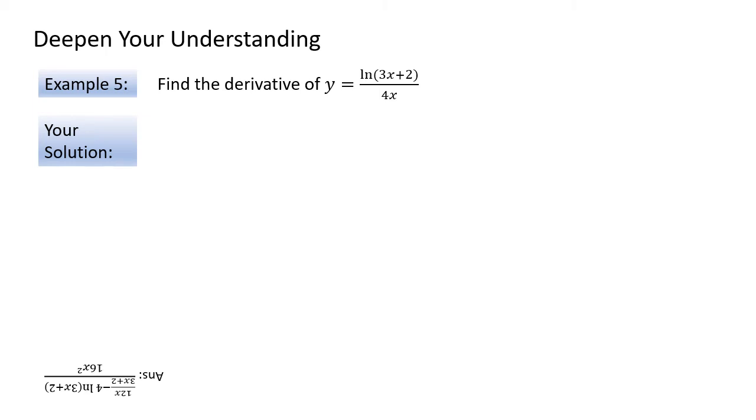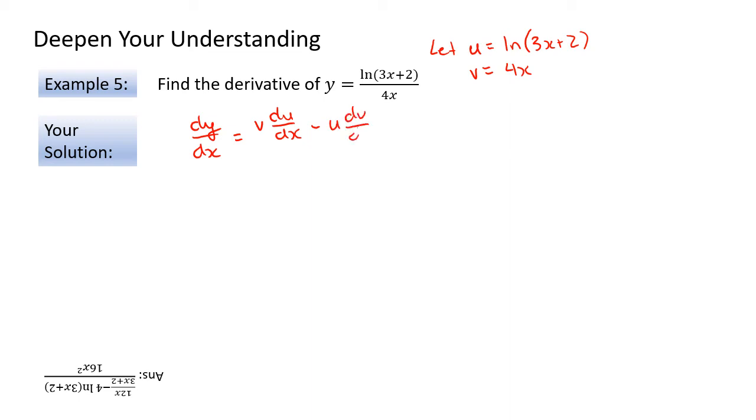So following the same steps, you have to let u equal one function. Usually it's the one in the numerator, so ln of 3x plus 2. And v equal to 4x. So the quotient rule means that dy by dx is equal to the function v times du by dx minus the function u times dv by dx divided by the function v squared. So the items we need now are du by dx and dv by dx.